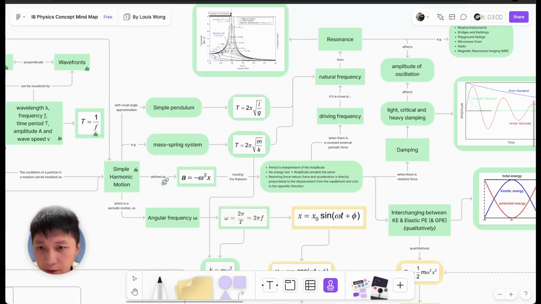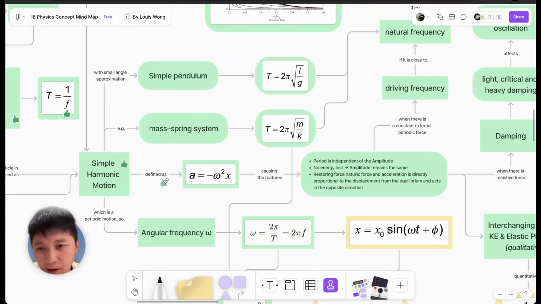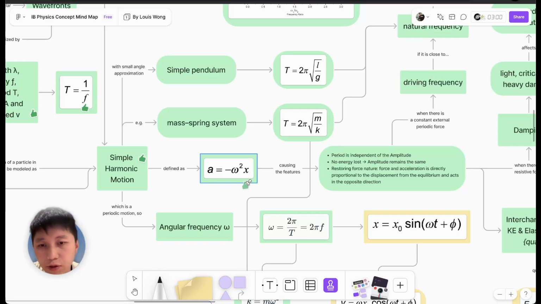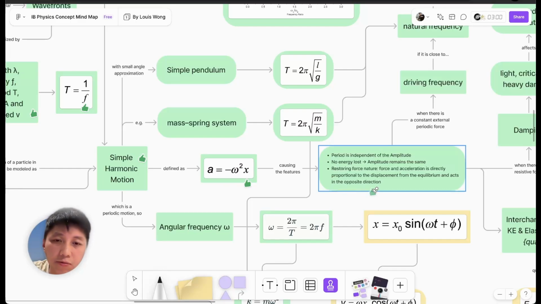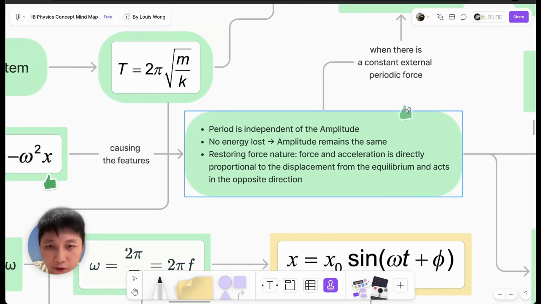So first, we would have to talk about the definition of SHM, which is this one, a proportional to negative x. But to make it more direct, then it will be with the omega square as a coefficient. You have this in a data booklet. And with this very special relationship mathematically, we have a consequence of all these things.